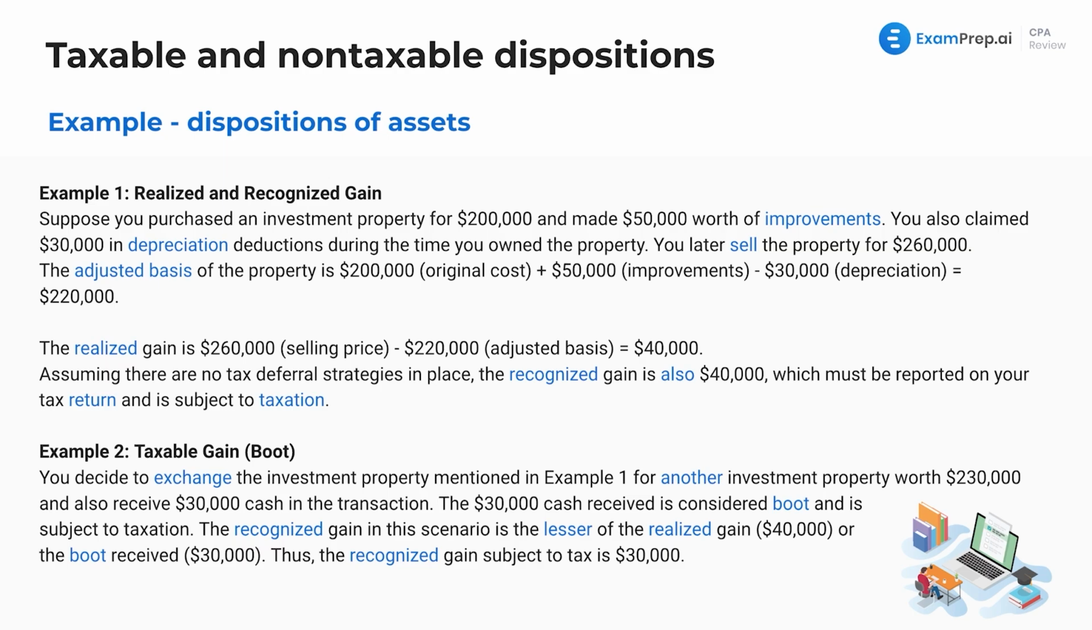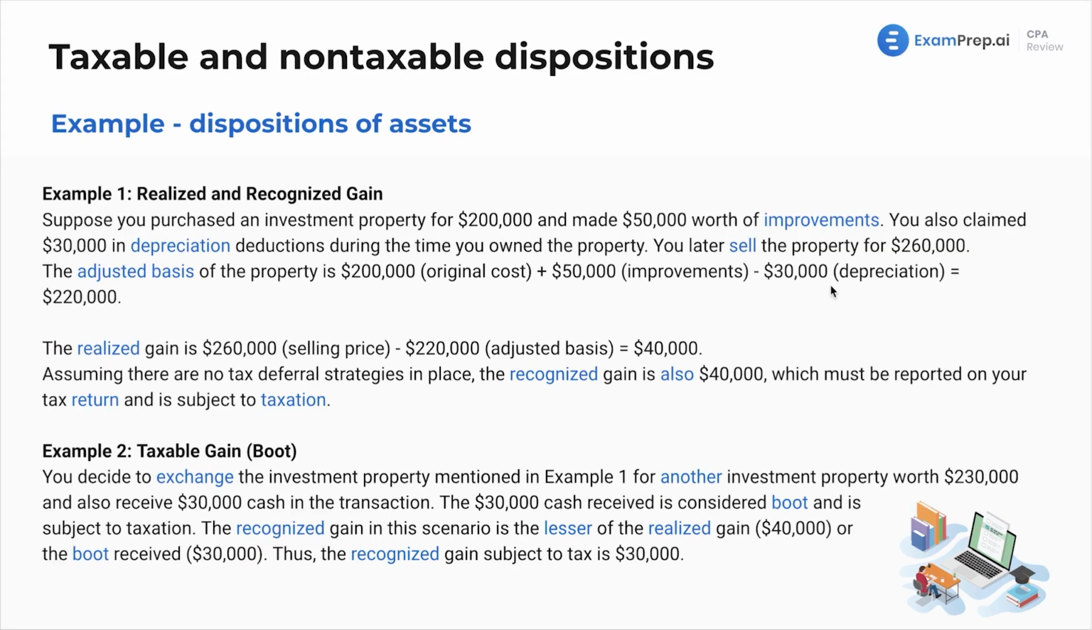Now we're kind of out of the like-kind exchanges. Assuming there are no tax deferral strategies in place, such as like-kind exchanges, the recognized gain is also $40,000, which must be reported on your tax return and then will unfortunately be subject to taxation.